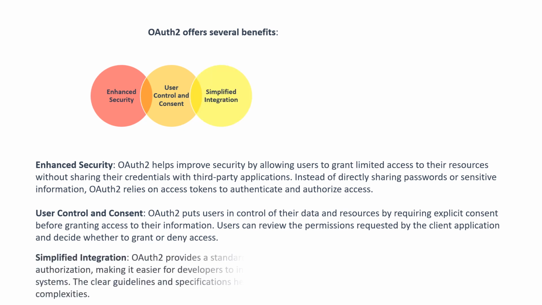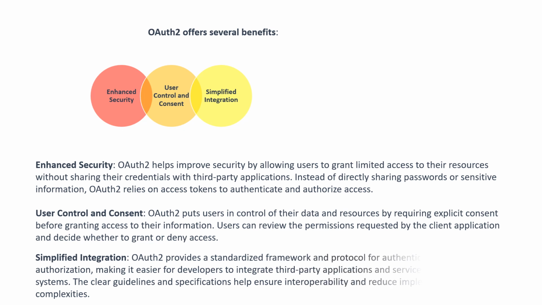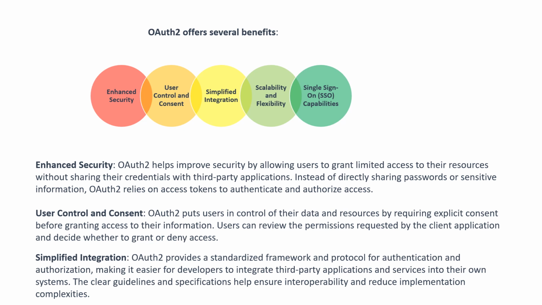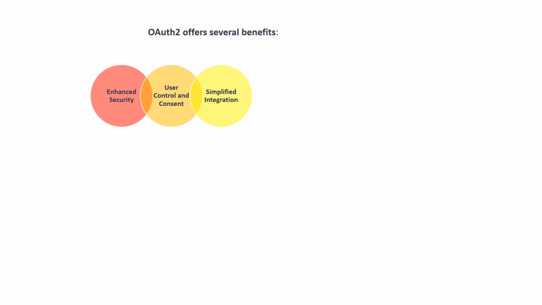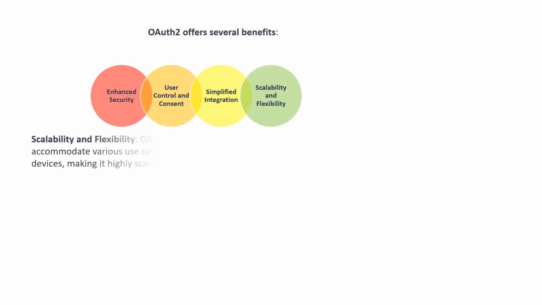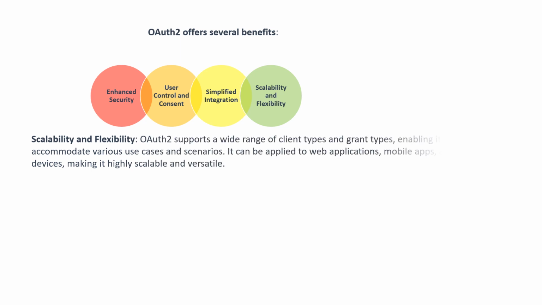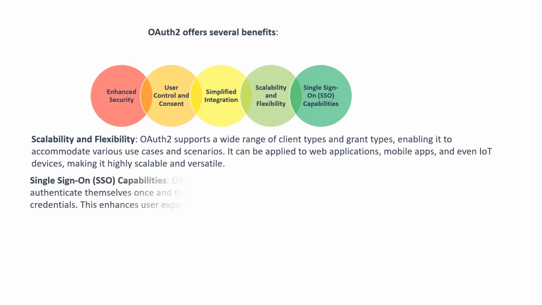Simplified integration. OAuth2 provides a standardized framework and protocol for authentication and authorization, making it easier for developers to integrate third-party applications and services into their own systems. Scalability and flexibility. OAuth2 supports a wide range of client types and grant types, enabling it to accommodate various use cases and scenarios.